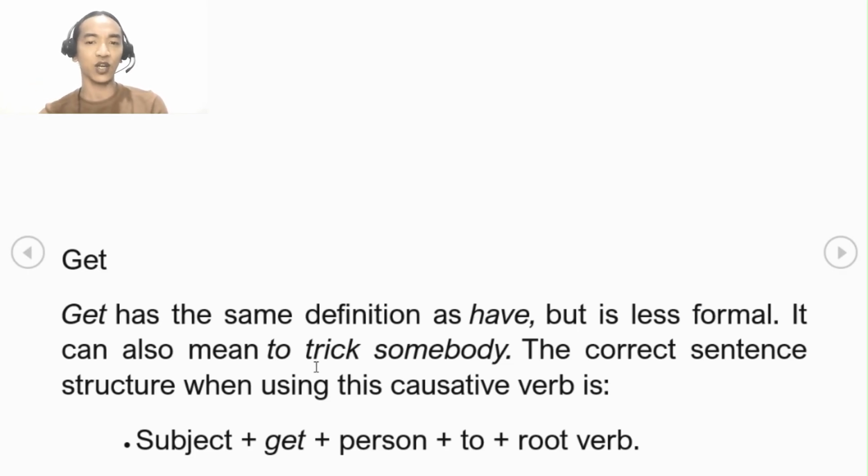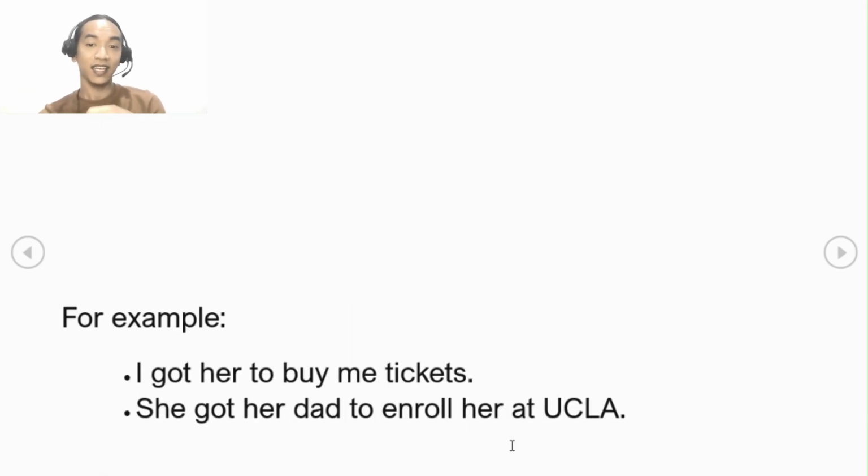So the correct sentence structure is subject, get, and then the person, to plus your verb in base form or root verb, okay? So let's see the examples here. I got her to buy me tickets. Okay, so you tricked her to buy you tickets. Okay, next one. She got her dad to enroll her at UCLA. So it is like permitted, right? So please remember that. So think of your own example using the causative verb get.